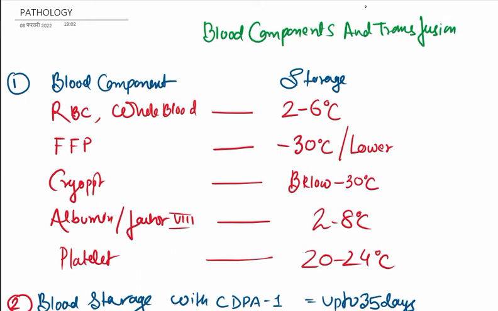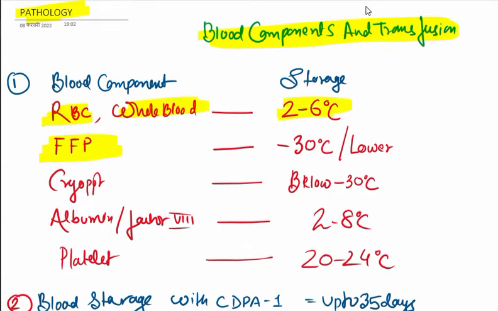Okay friends, let's begin one small topic in pathology: blood components and transfusions. Some points in blood components and transfusions. So blood components, we have RBC and whole blood. They have to be stored at 2 to 6 degrees Celsius.